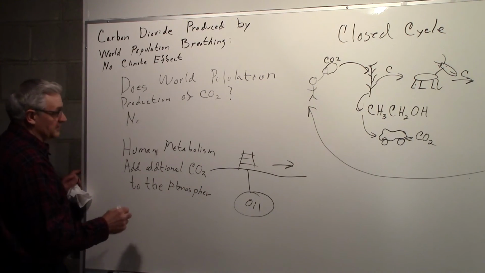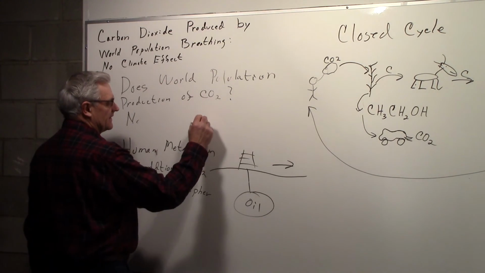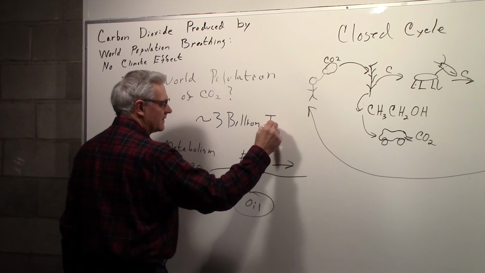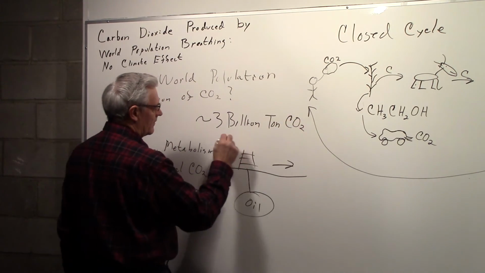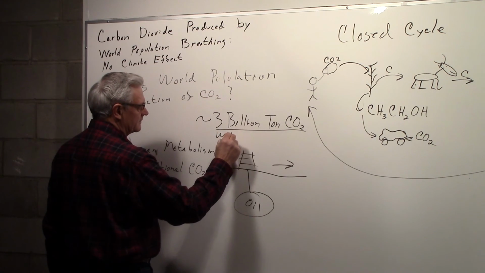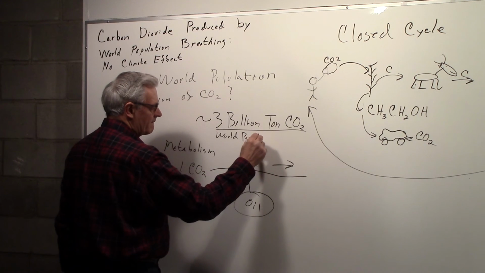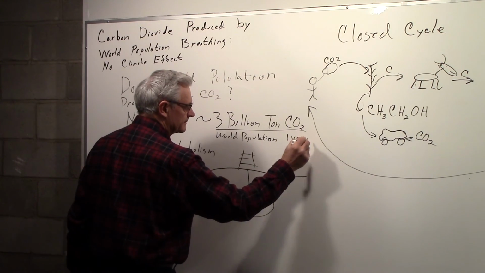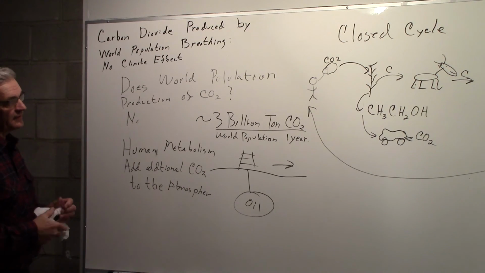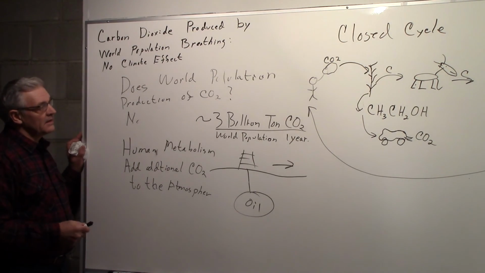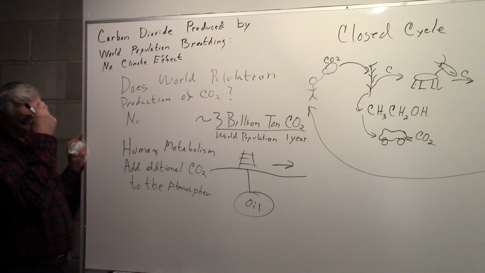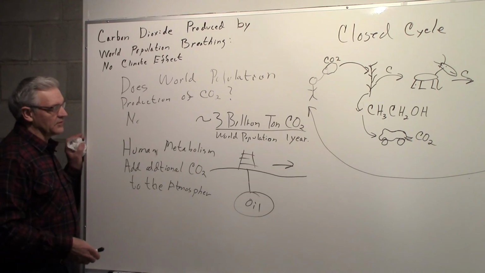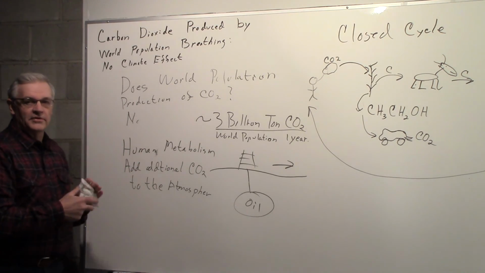But it is a very large amount of CO2 that gets cycled through that process. And again, it's approximately 3 billion tons of CO2 for the world population in 1 year. So that's how you can calculate the amount of CO2 produced by people all over the world eating roughly 2,000 calories a day. And if you want to change any of those numbers over on that chart, you could do it, but we came up with roughly 3 billion tons of carbon dioxide.